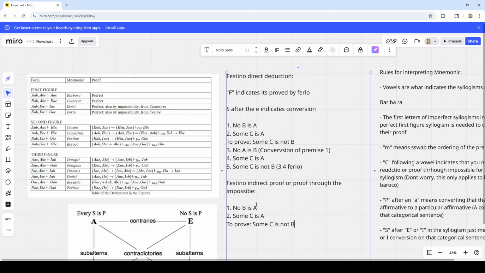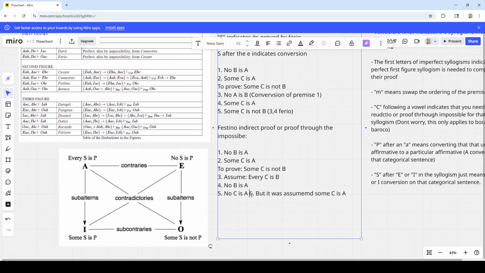To prove that some C is not B, which is an O categorical mood, we can assume the universal mood, or the mood of A. So assume that every C is B. But we know that no B is A, and then we can conclude that no C is A. But it was assumed that some C is A. So here from 5 we concluded 3, Celarent.